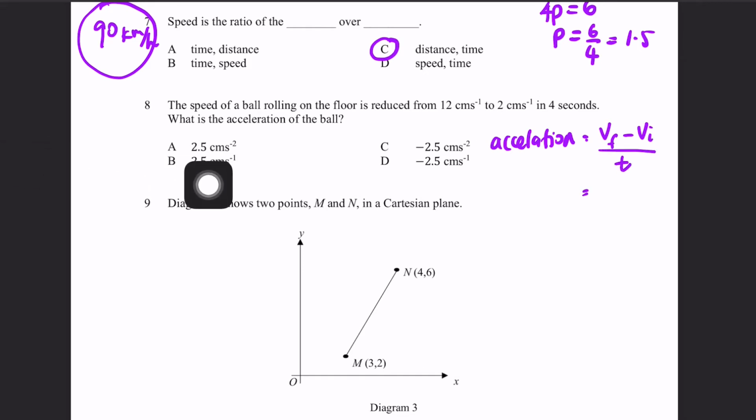Okay, so we have the final velocity. Okay, look over here. The speed of a ball rolling on the floor is reduced from 12 to 2. So this is the final velocity. Sorry, the final speed. Okay, so 2. So we have 2 minus 12 divided by how long does it take? 4 seconds. Okay, divide by 4. Okay, so we have 2 minus 12 divided by 4. So we get negative 2.5. So our answer is C.